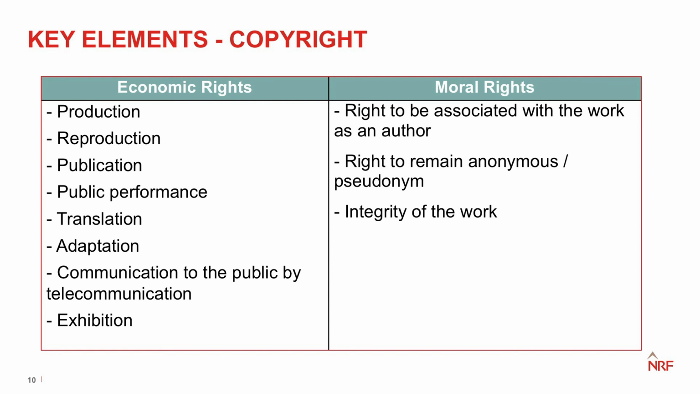Some key elements for copyright. It's important to note that copyright is actually split through two different aspects. You've got your economic rights and your moral rights. So these are two branches of your copyright. Let's take them one at a time. In your economic rights, you've got the right to produce, to reproduce, to publish, to perform, to make public performances, to translate the work, to adapt the work, to communicate to the public by telecommunication, and to exhibit. So what do all of these rights have in common? Well, as you can tell, these are all active things that you can do to commercialize your copyright. All of these are ways to pull a profit from your copyright. So all of these fall under economic rights.